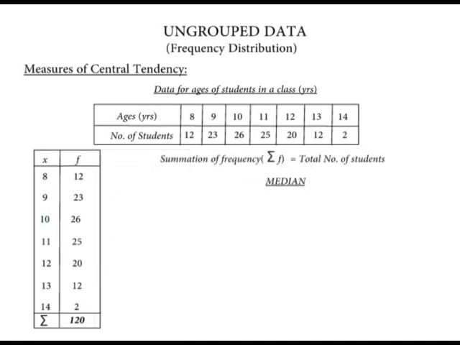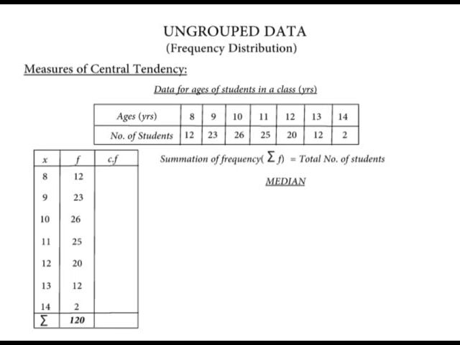Next is median. Now, in order to find the median of an ungrouped frequency distribution, we introduce another column called the cumulative frequency, which is basically the running total frequency. This is how we obtain the cumulative frequencies. We have our observations and their corresponding frequencies. The first cumulative frequency is 12, same as the first frequency.